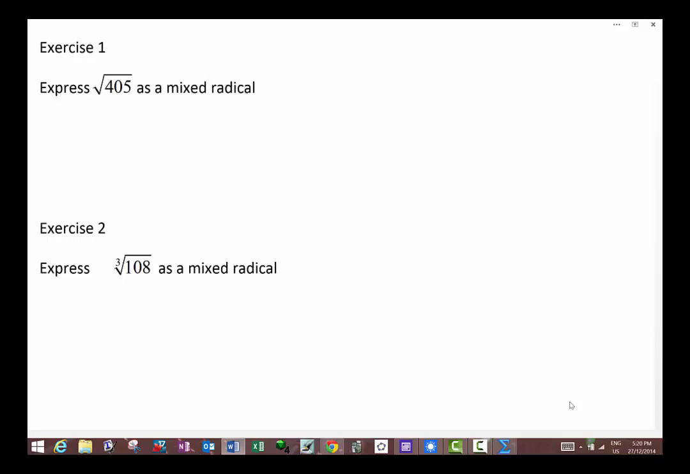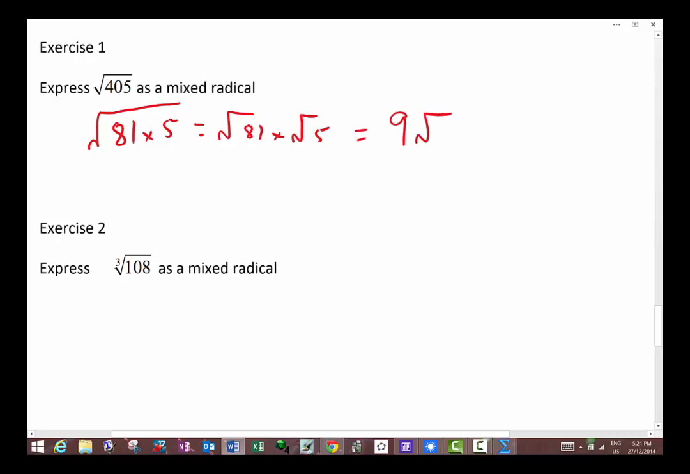Okay, well, how did you get on? The first thing we need to do, looking at exercise 1, is to try to find the biggest square number which is a factor of 405. It's a pretty strange number, but a little bit of thought might get you to the answer. 405 is actually 81 times 5. So the square root of that is the same as the square root of 81 times by the square root of 5, and the square root of 81 is of course 9. So the answer was 9 root 5.